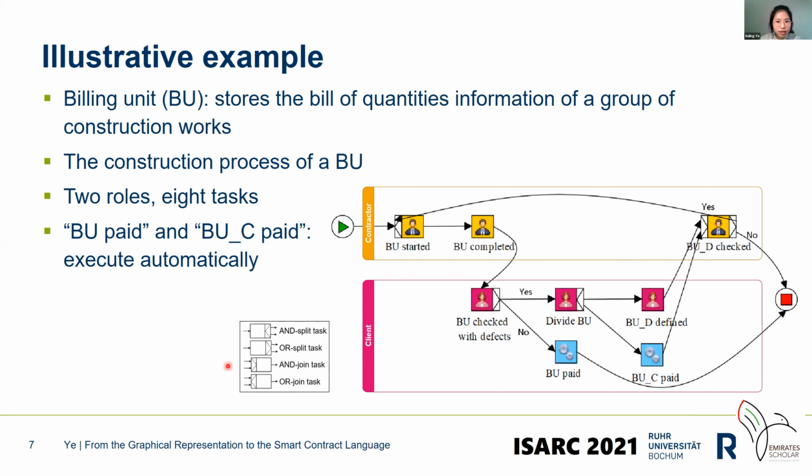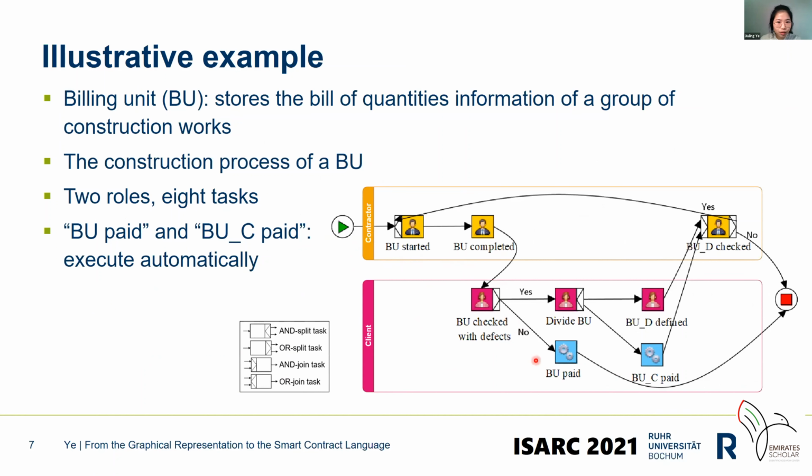A YAWL example is shown in this figure. A building unit is defined to store the bill or quantity information of a group of construction work. In this example, it shows the construction process of a building unit. There are 2 roles and 8 tasks defined. So first, the contractor will start a building unit. Once complete, it will report it, and the client will check for defects in this building unit.